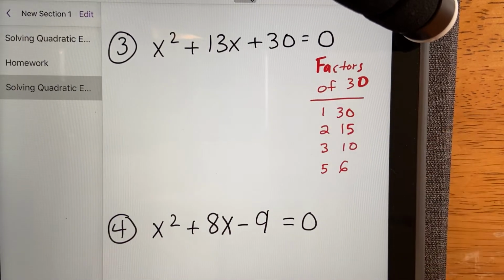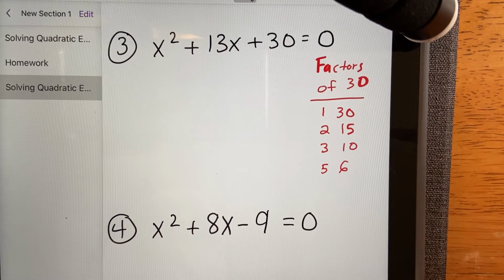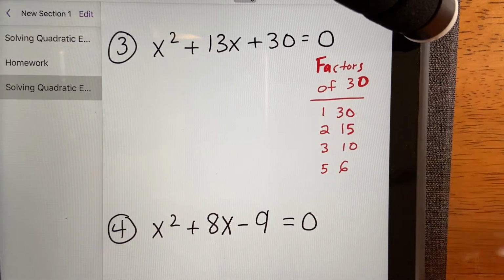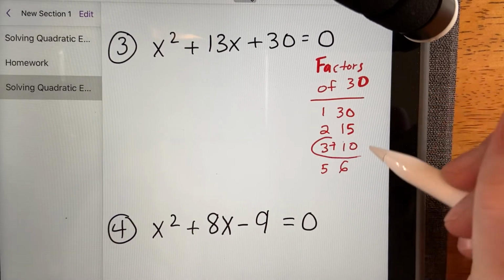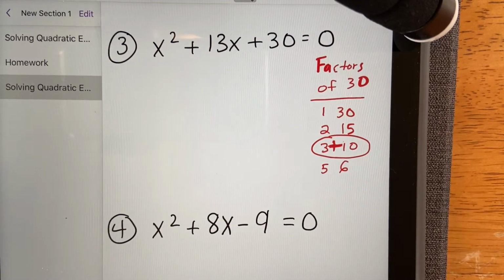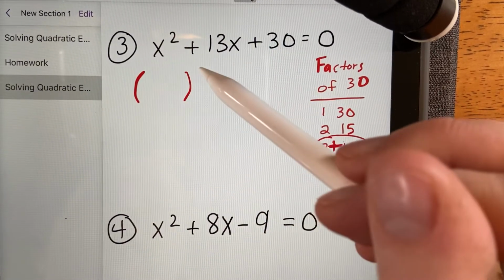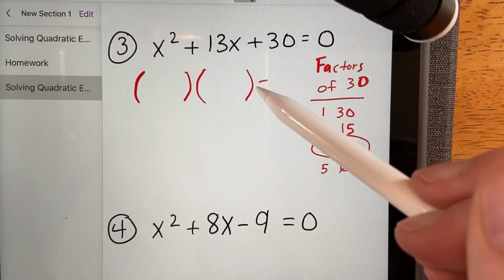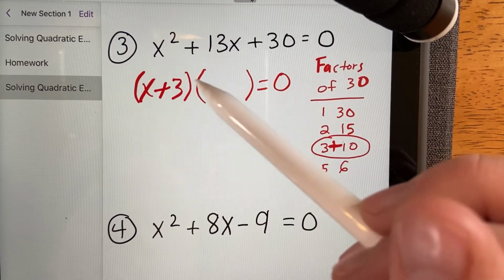Then I look at the middle number, 13, and I think, okay, out of my list of factors, what pair of numbers would add up to equal that middle number, 13? That's pretty clear. It's 3 plus 10. 3 plus 10 equals 13. So that's what I'm going to use to fill in the blanks. When I say fill in the blanks, that's because this is going to split up into a product of two binomials, which is two sets of parentheses. So I'll put x plus 3 and x plus 10.